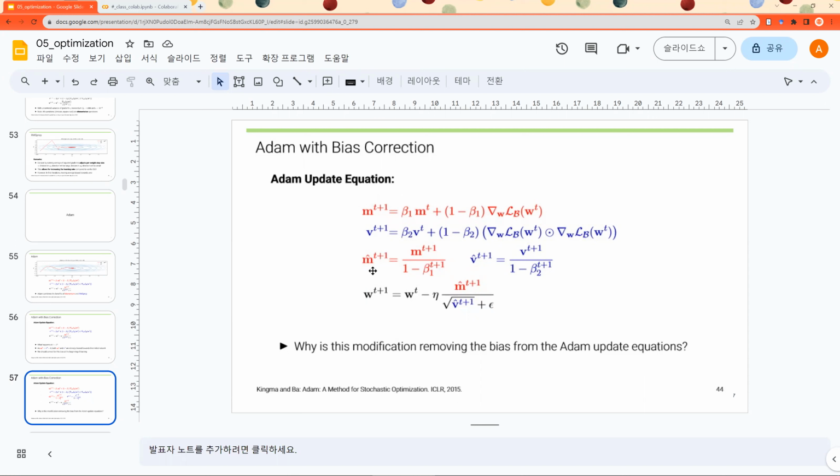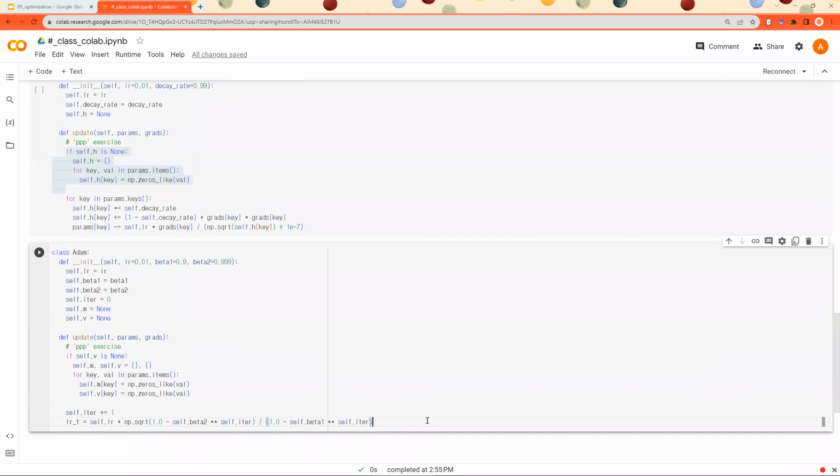And we are not going to use M hat, but just going to use M and V. We do not want to touch M and V, but just let them stay there. That's why we are separating these bias correction terms into the learning rate. Okay, that's why we are doing this.